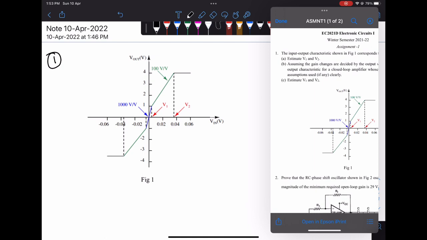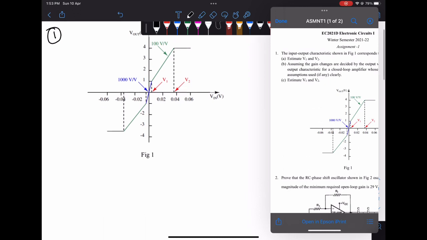The first part asks us to find V1 and V2. We can see from the figure that the slope is changing from 1000 to 100. So you can use the slope method and find V1 and V2, which I will show in the next time.